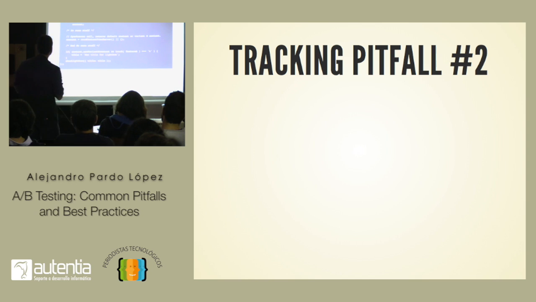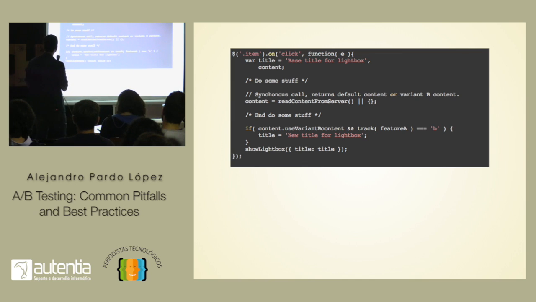Second pitfall. So this one, we're reading contents from the server. So we have the same lightbox, but then the contents, we're going to load them from the server. And then the server is going to tell us, here you have the old content for the control group or base, or you have the new content if you're in the variant.